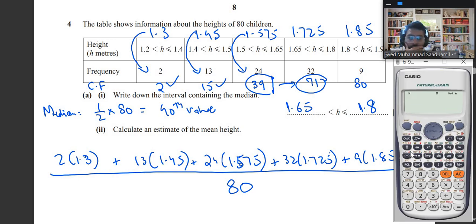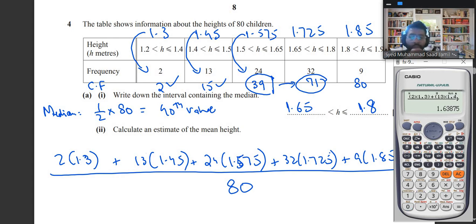So now let's do it. 2 multiplied by 1.3. The only reason why I'm showing this working is because some students might have difficulty plugging it into a calculator like this, so I wanted to show you each and everything, guys. Plus 24 multiplied by 1.575 plus 32 multiplied by 1.725 plus 9 multiplied by 1.85, divide everything by 80.